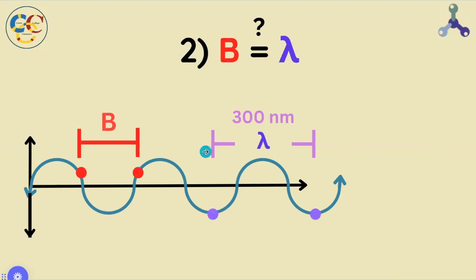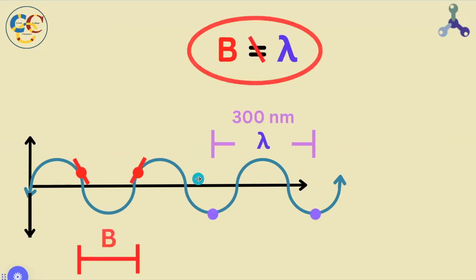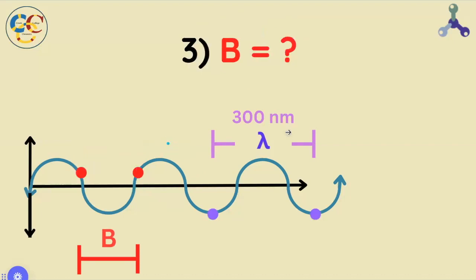And given the definition of wavelength, this is not wavelength because even though these 2 points have the same height, this is a negative slope and this is a positive slope. So the real question is, what does B actually equal?